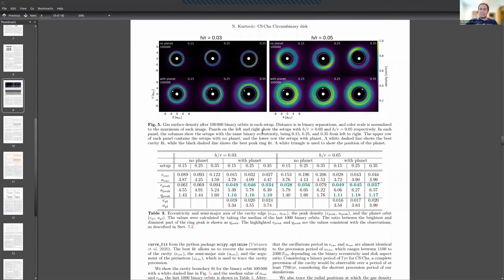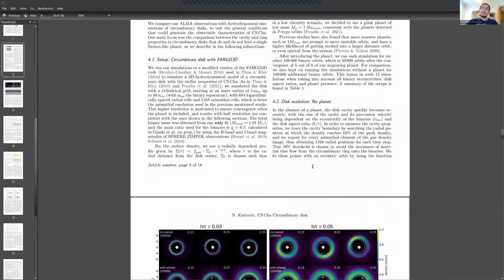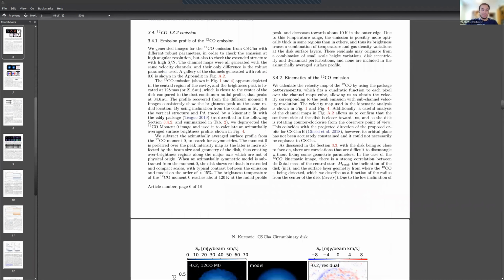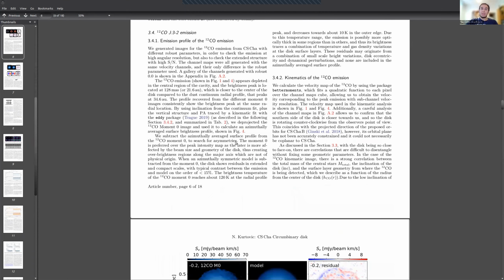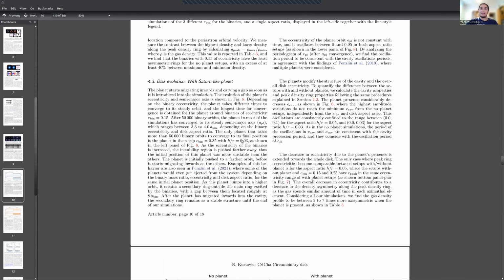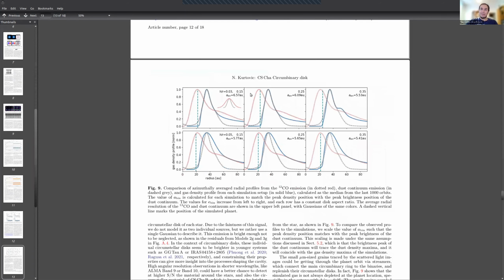Now, the low eccentricity is not the smoking gun to detect planets in circumbinary disks. You can achieve very low eccentricities without the need of a planet. However, it seems that the low eccentricities and the axisymmetry are only achieved when you have a giant planet in the cavity. And those are two properties that we do observe in CS Cha. So we propose that there's a Saturn mass planet possibly in there. And this Saturn mass planet would actually be located at the edge of the gas cavity.